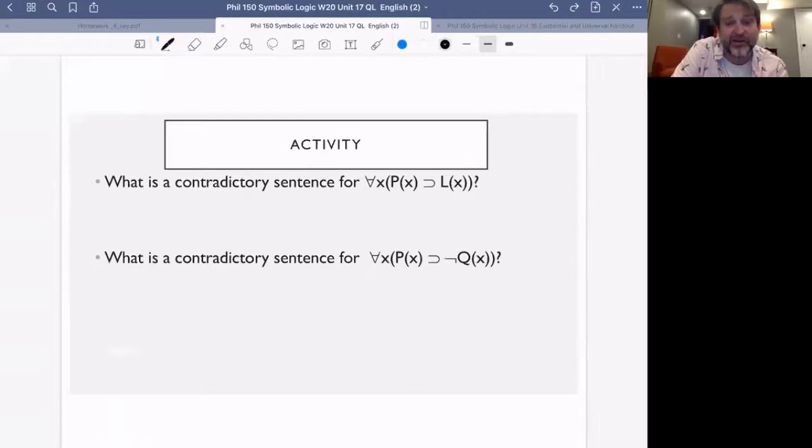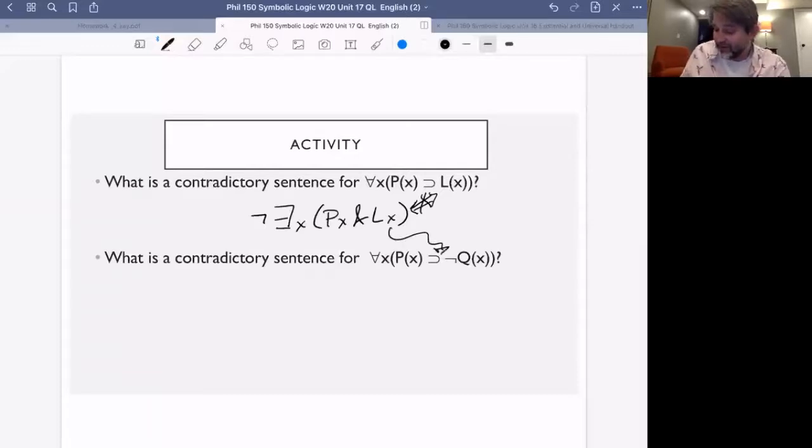So maybe we would want to say that this is a contradictory sentence: it's not the case that there exists something x such that x is P and x is L. And so that is contradictory, right, for this one. So these two guys do not go together. What about this one? What's a contradictory sentence for: for all x, if x is P, then it's not the case that x is Q? Well, the answer here, as we know, since this is equivalent to this thing, is the following.